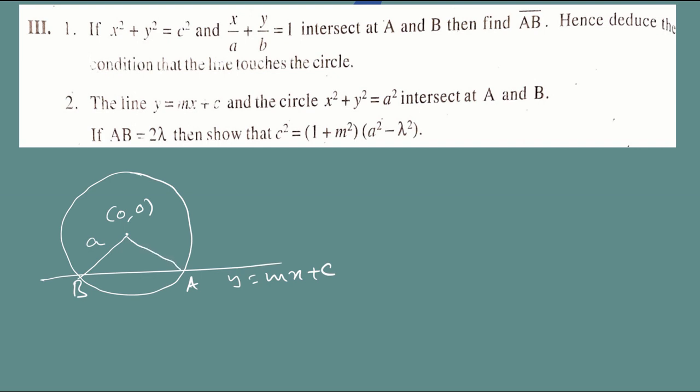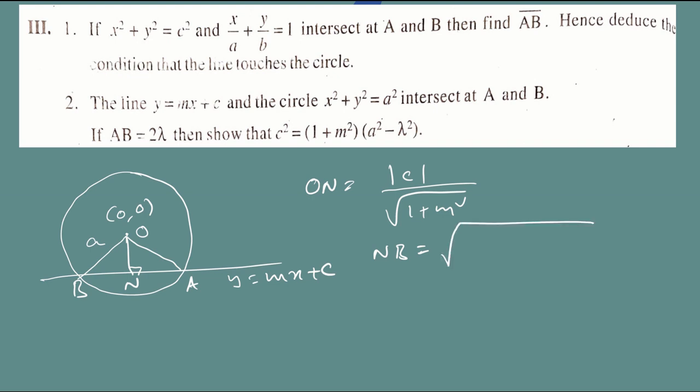So once again what we do? We draw perpendicular from the center onto this line. If I call the foot as n, now we find ON. What is ON? Distance from center to the line. Applying the formula, I'll have mod c by root of 1 plus m square. Now we find NB. Again right angle triangle, Pythagoras theorem, root of OB square minus ON square, that is a square minus c square by 1 plus m square.